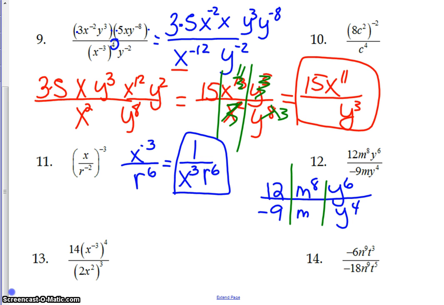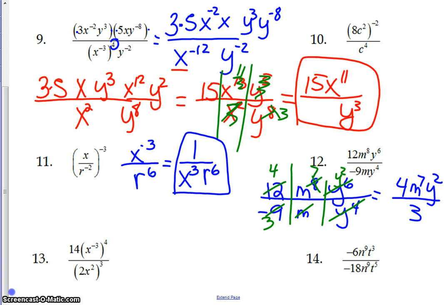I would reduce my 12. I divide both the numerator and denominator by 3. Here I divide by an m, or take away an m from both the numerator and denominator. Here I take away 4 y's from both the numerator and denominator. The answer in the end was 4m to the 7th y to the 2nd over 3.